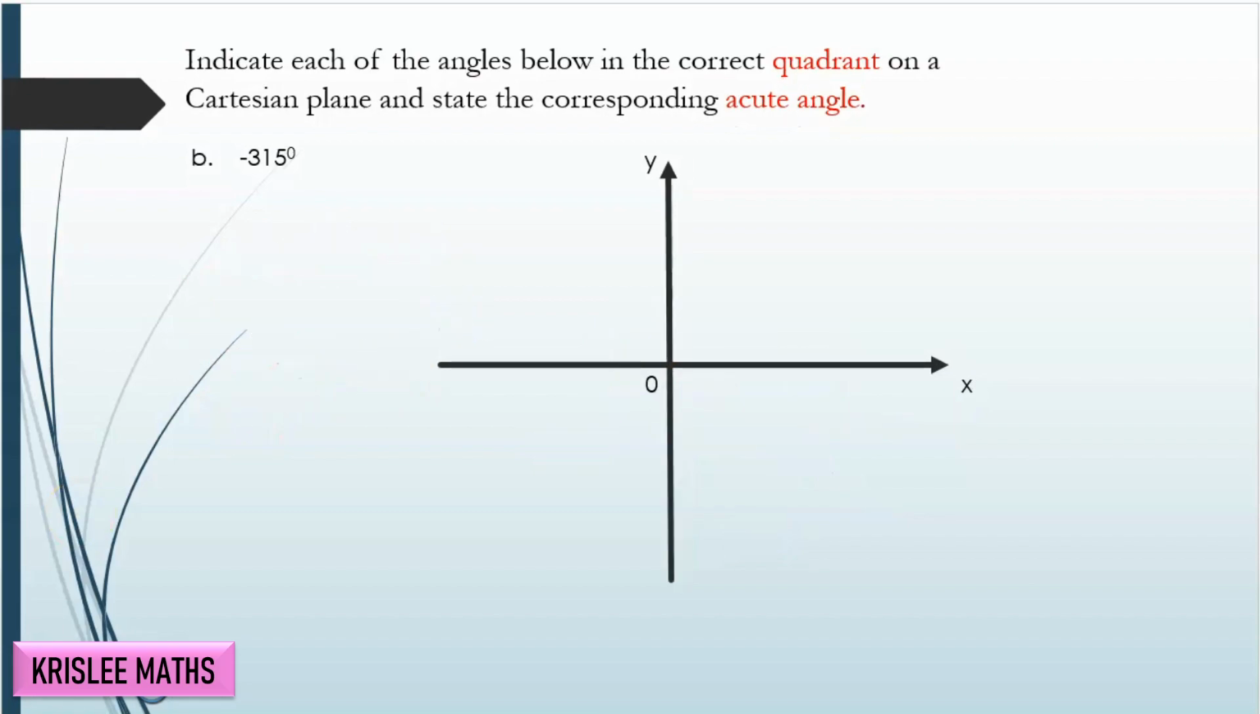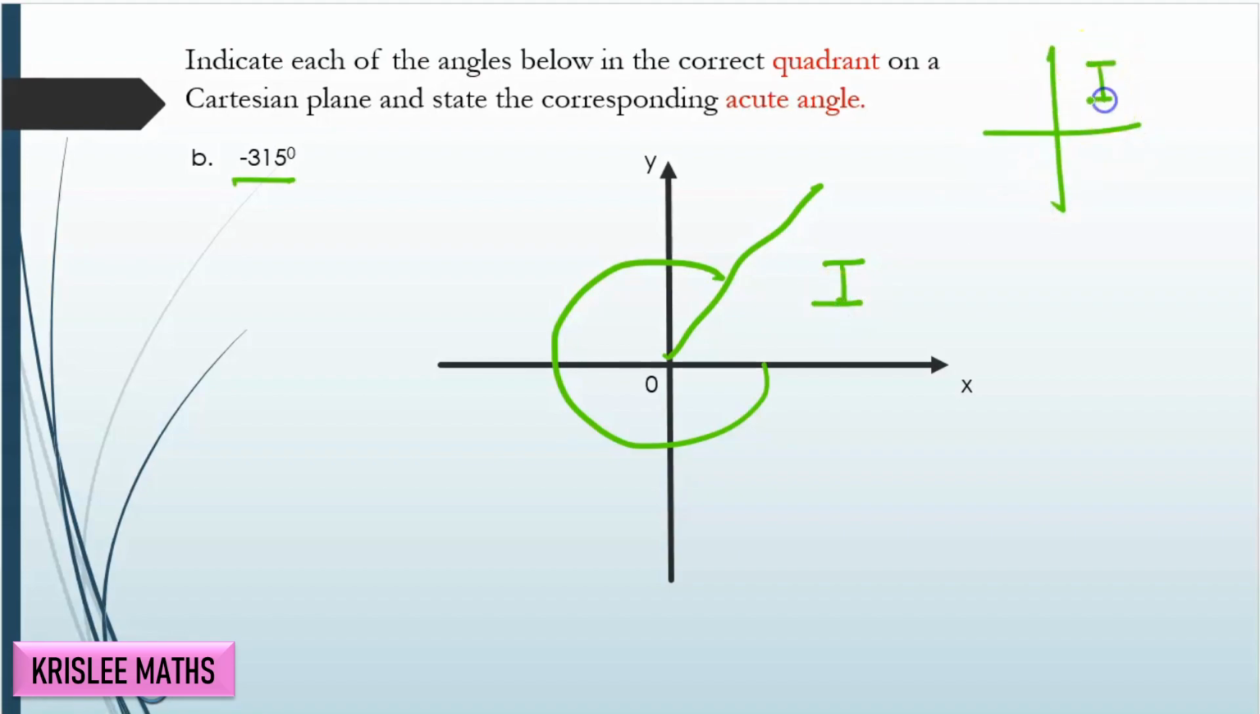Okay, let's move on to the second question. So here you are given negative 315. So remember, if negative, the direction will be clockwise direction. So you have to go 315 degree. Okay, and you will reach first quadrant. Please remember the quadrants: first quadrant, second quadrant, third quadrant and fourth quadrant. So you will stop at first quadrant. So here the quadrant will be first quadrant.